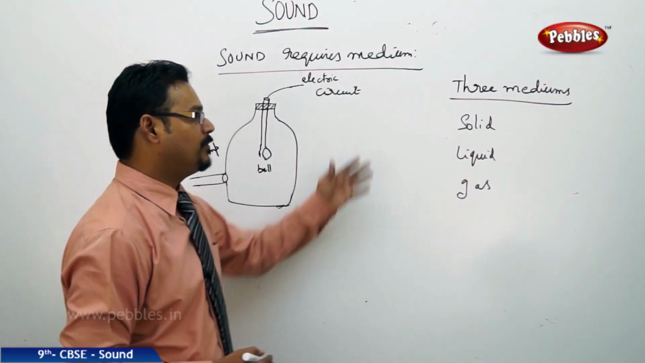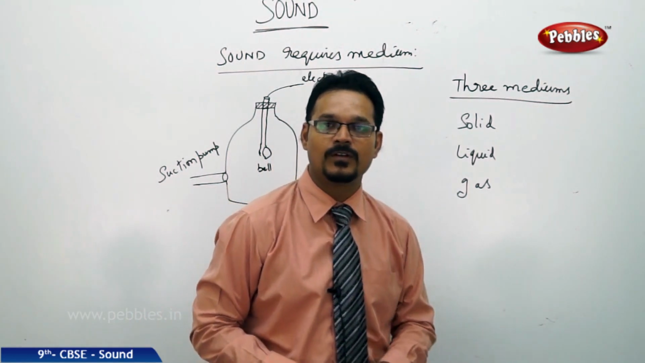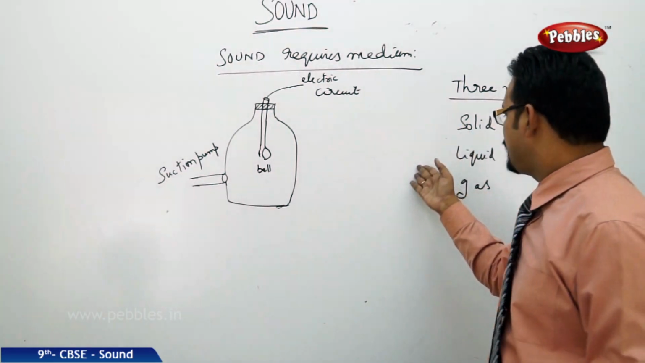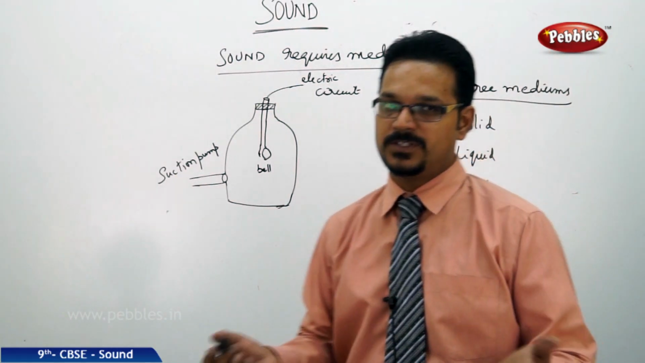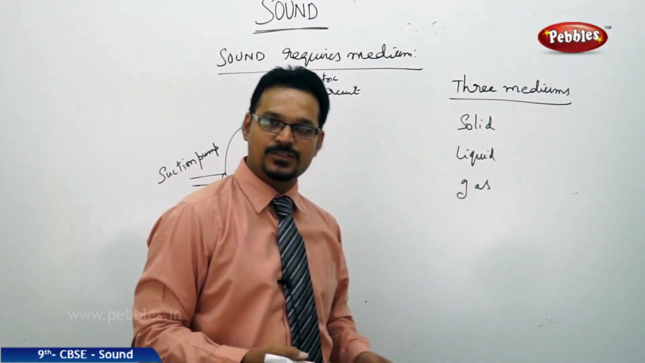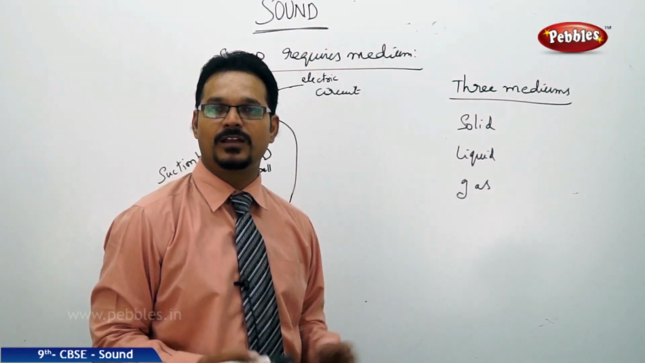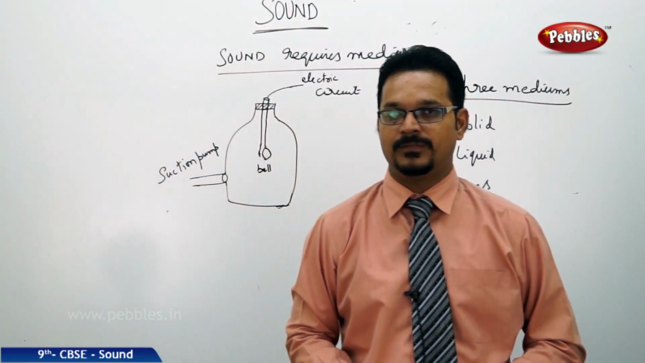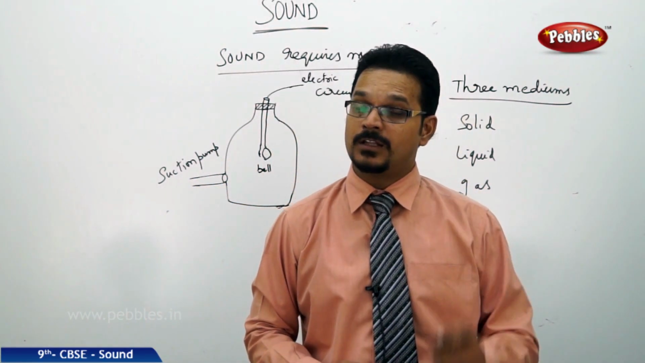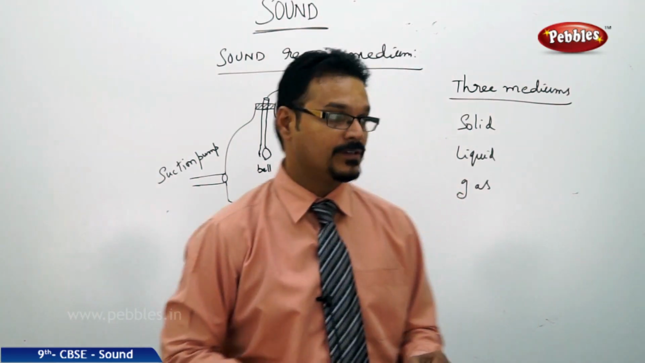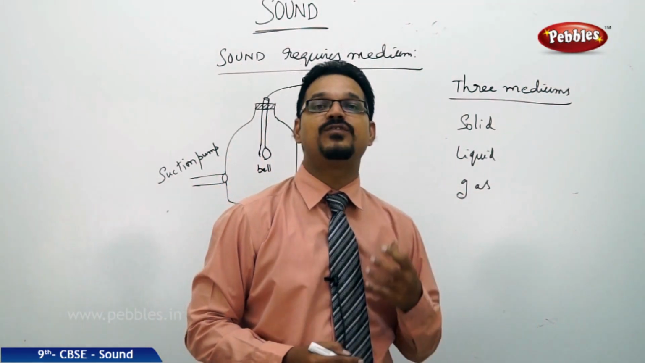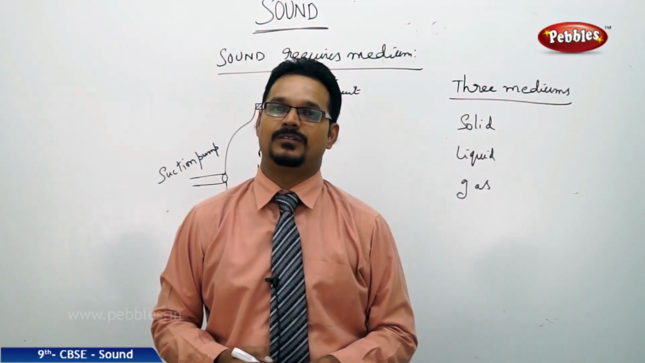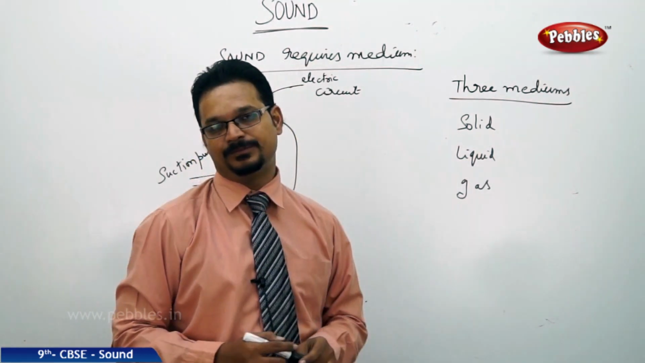Okay, now coming to the different mediums. Generally, we have three types of mediums: solid medium, liquid medium, gaseous medium. Gas means air or any other gas you can take. Liquid means water, milk, kerosene, anything. Solid, wood, plastic, etc. Now the question is, in which medium does sound travel faster? Of course, it travels in all the mediums, solids, liquids and gas. But in which medium does it travel faster?